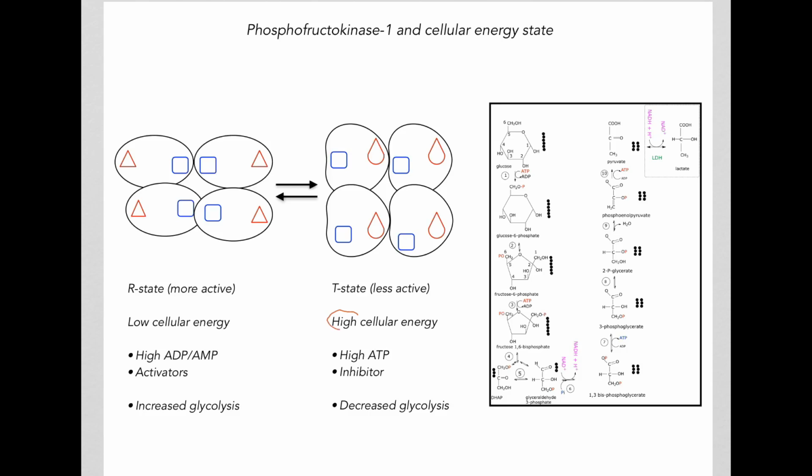However, if the cell had high cellular energy, that means the cell has a lot of ATP, has not used up the ATP, so the concentration of ADP and AMP is not very high, but the concentration of ATP is very high. Now ATP is an inhibitor, so ATP will bind to phosphofructokinase 1 and inhibit the enzyme and thereby decrease glycolysis if the cell has too much energy.